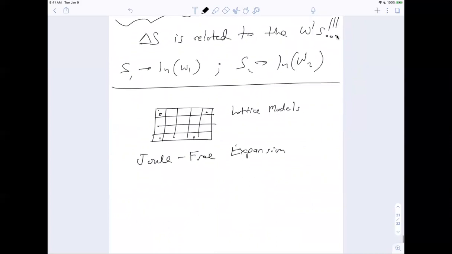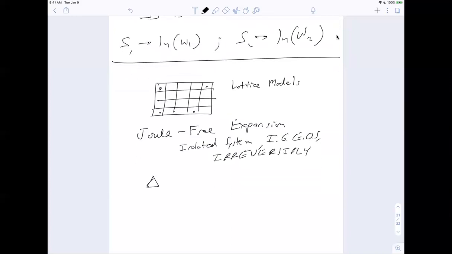an isolated system, ideal gas, expanding irreversibly. Okay, so we found for this case that delta S for the Joule-free expansion was n, where n now is the number of moles, times R, the universal gas constant, log of V final over V initial.